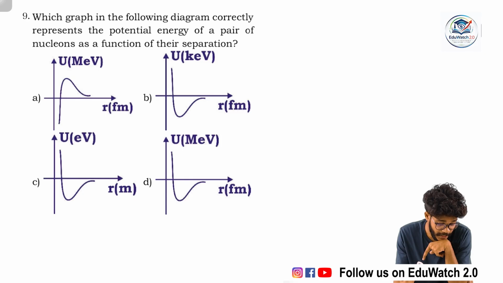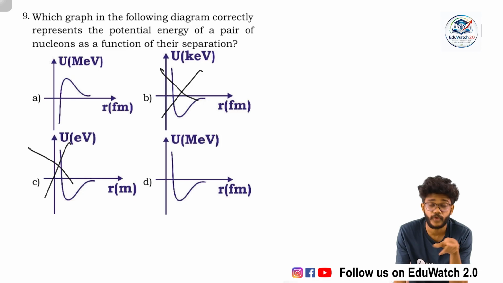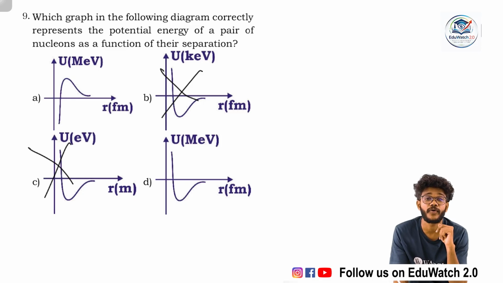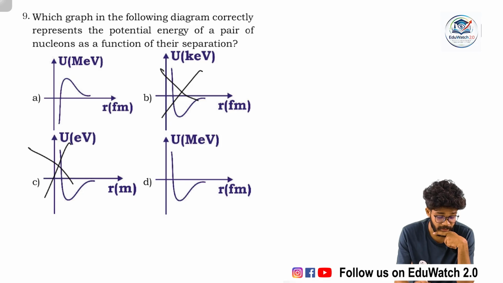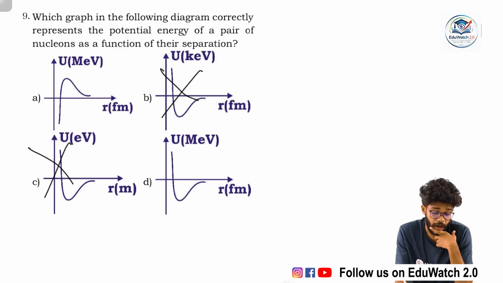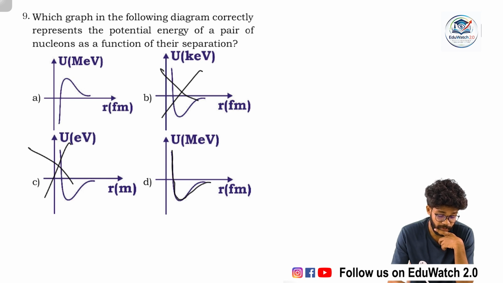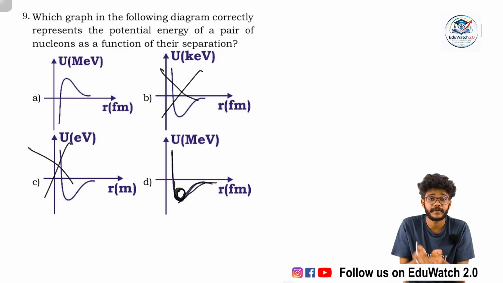First thing, we can delete this option and this option. Both are in electron volt and kilo electron volt. In option A it is mega electron volt and in option D it is mega electron volt, and the x-axis is in Fermi, so that can be correct. But please look at the structure of these two diagrams. In this structure, the particle can be located at the dip. The particle can be located inside the dip.